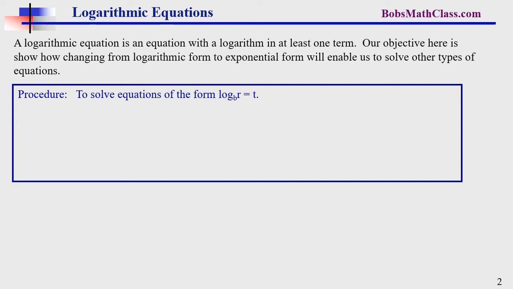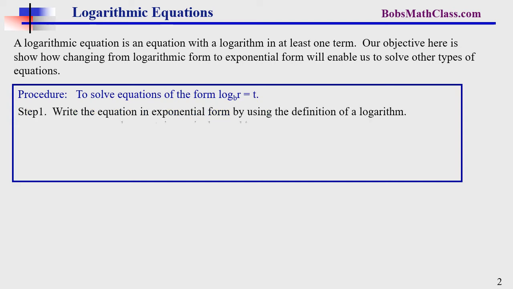All right, so here's our procedure. To solve equations of the form log of r base b equals t, step 1: write it in exponential form by using the definition of a logarithm. Log of r base b equals t is the same as b to the t equals r. So we're going to change it from logarithmic form to exponential form.